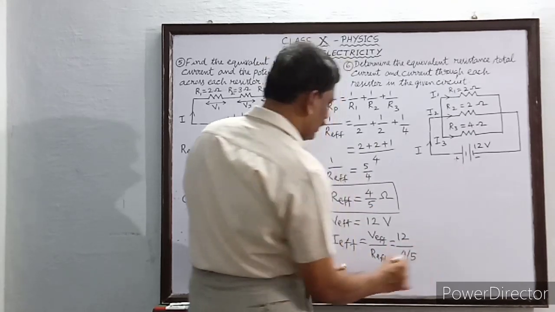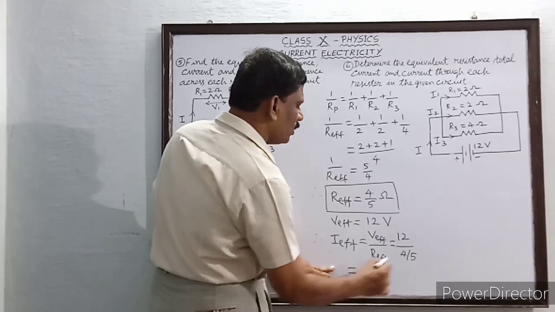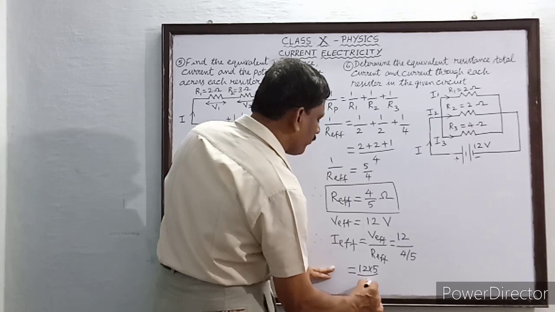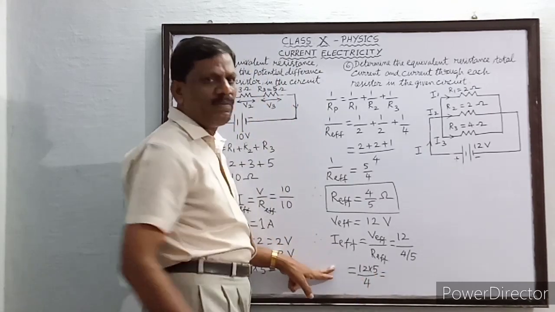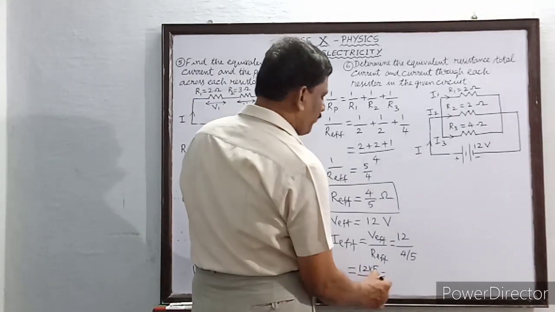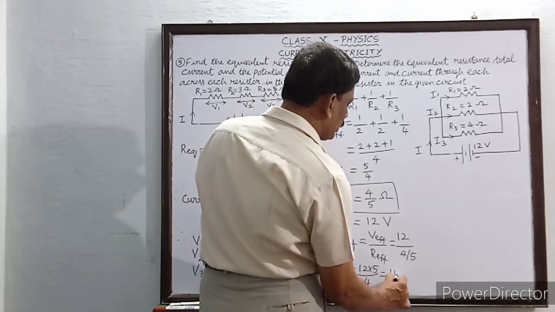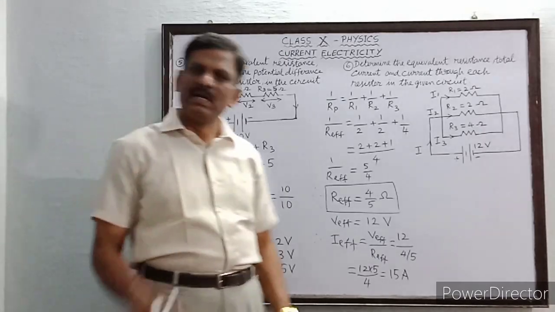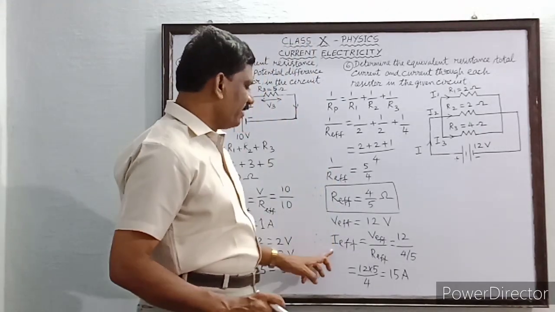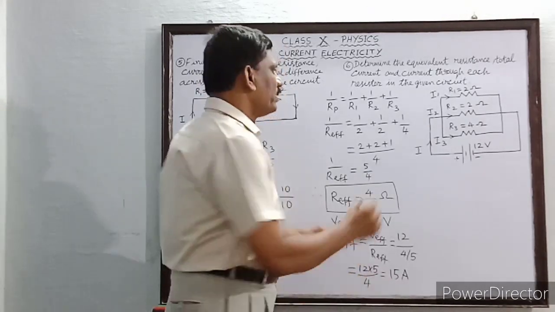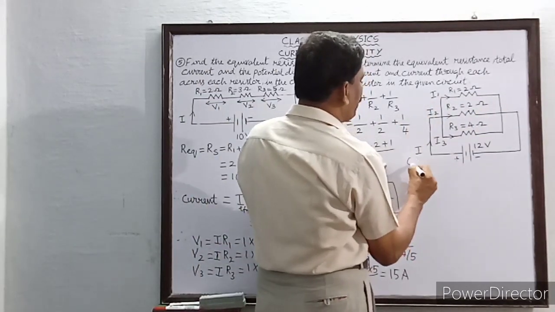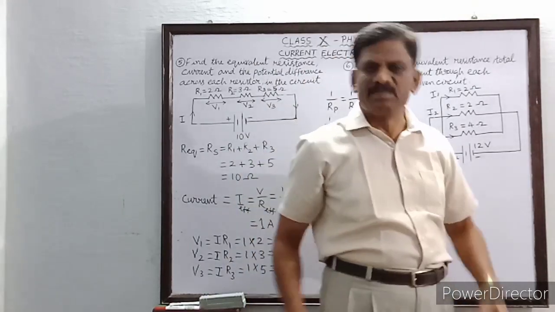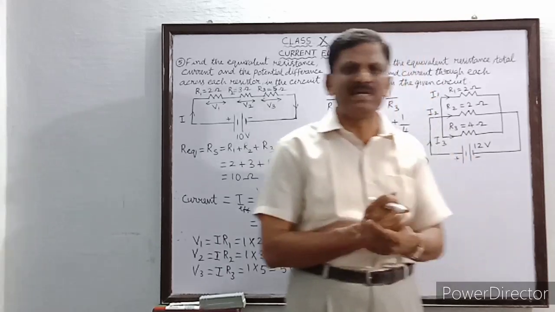So this is now equal to V effective, 12 volt, divided by R effective, which is 4 by 5. So this is equal to 12 into 5 divided by 4. 12 5s are how much? 60. 60 divided by 4 is how much? It is 15. So this is equal to 15 ampere. Have you all understood? Good. I effective is equal to 15 ampere. So 15 ampere of current is sent by the battery. As per the given information, the battery sends 15 ampere of current.